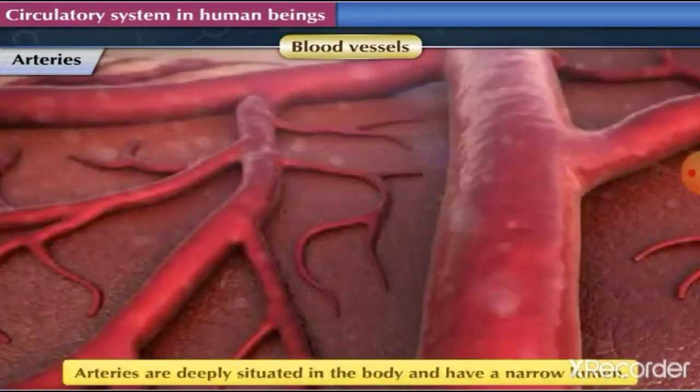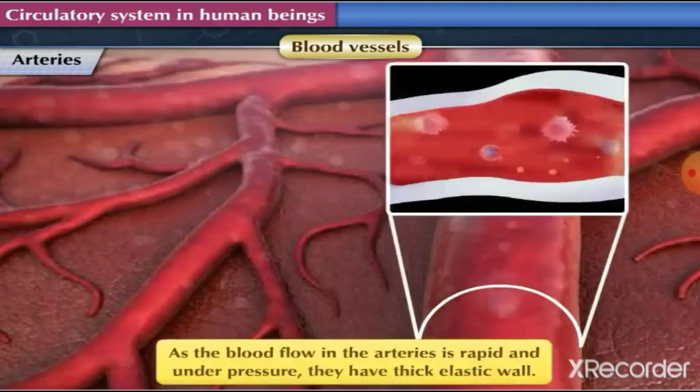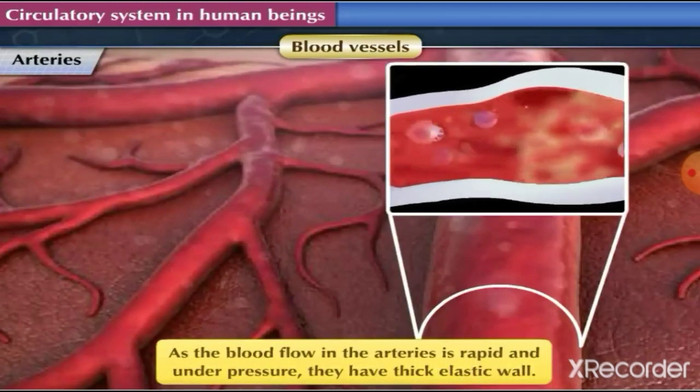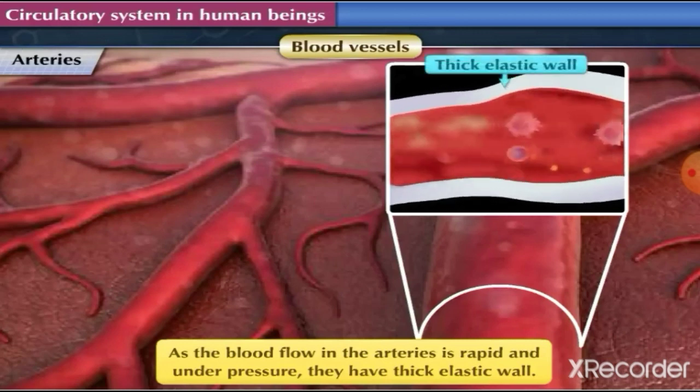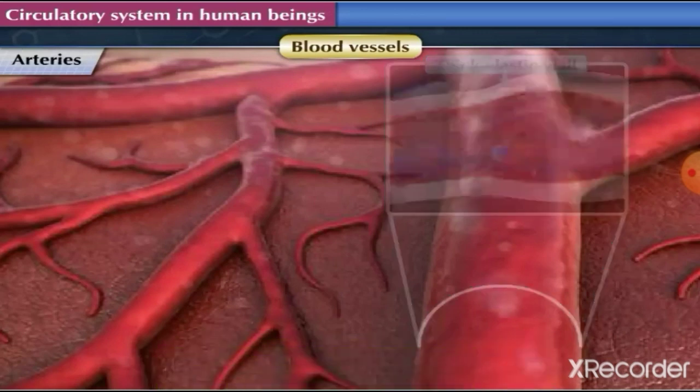These vessels are deeply situated in the body and have a narrow lumen. As the blood flow in the arteries is rapid and under pressure, they have thick elastic wall. These vessels do not have valves.